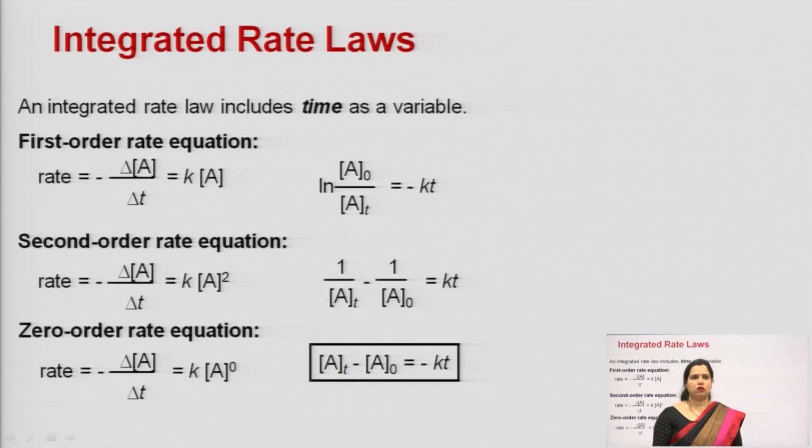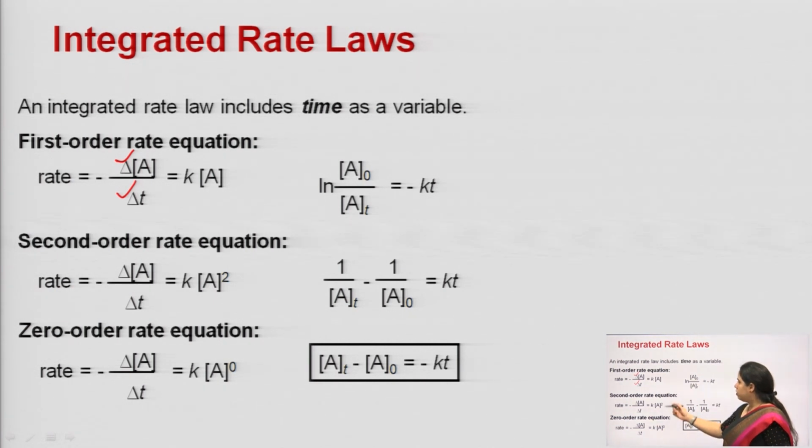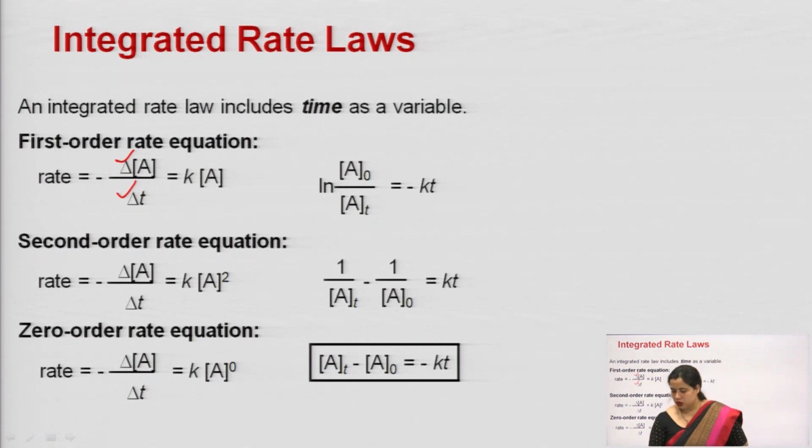Now, integrated laws. An integrated law includes time as a variable. So, these are the different representations of equations. For first order, basically we use this equation, rate = -delta A divided by delta t, the change in concentration and change in time. By simplifying these, for second order we have this type of equation, and for zero order we have [A]t minus [A]0. So, at time 0 and at time t the representation will be like this.